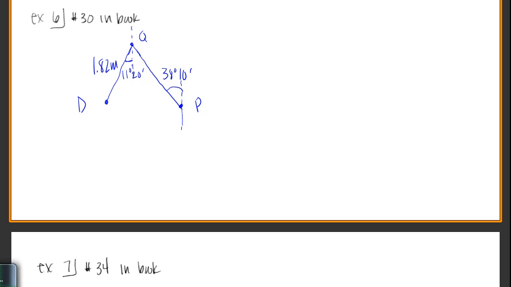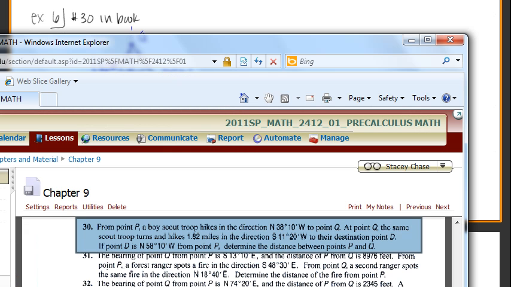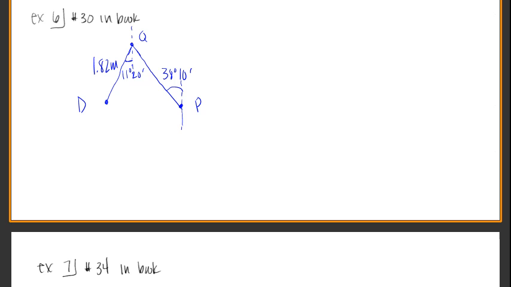Alright, so let's go back to the problem for just a second. I've forgotten some of it, and they say if point D is northwest 58 degrees and 10 minutes from P, we want to determine the distance between P and Q. So north 58 degrees 10 minutes west from P. From P, I'm going to have to draw this out a little bit bigger, because the only way I can get a northwest angle is a little bit further down. Yeah, that looks about right.